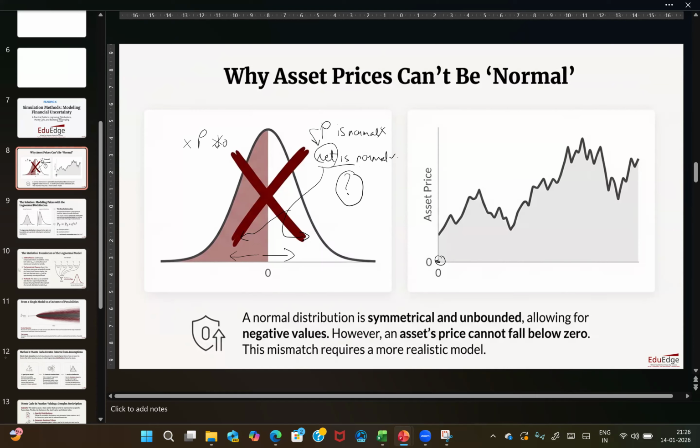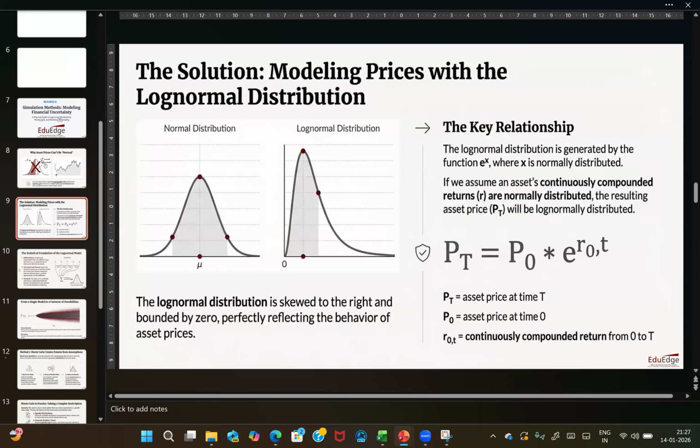What are the features of a normal distribution? A normal distribution is typically symmetrical and unbounded, allowing for negative values. And most importantly, it will not allow asset prices to fall below zero. Yeah. So it becomes a much more realistic way to model financial assets. So the solution is to model prices with a distribution called log normal distribution.